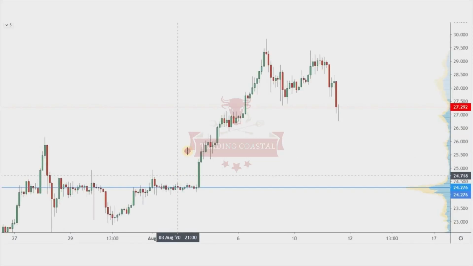Hello there. In this video we are going to show two similar scenarios. We have used the same methodology. First setup failed and the second succeed. The first setup was silver US dollar. This is how we analyzed the pair.